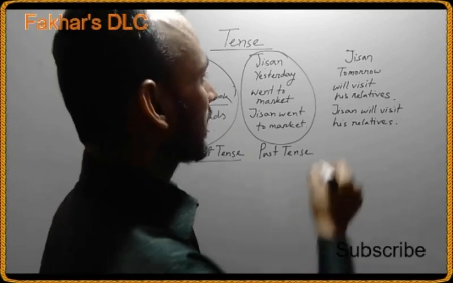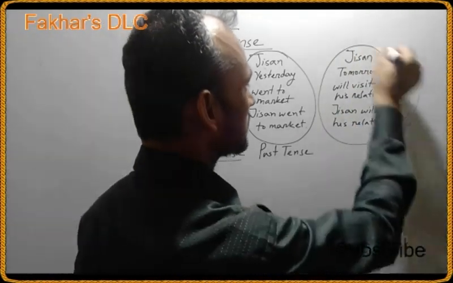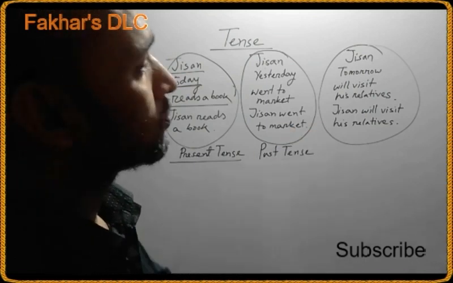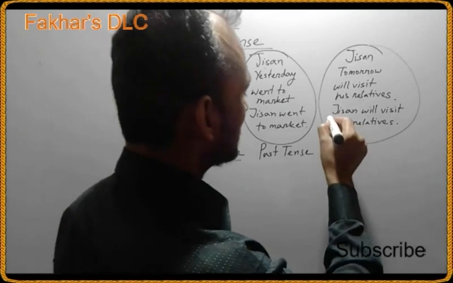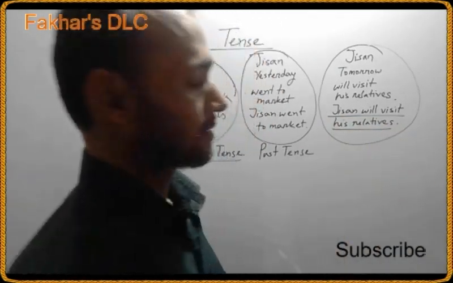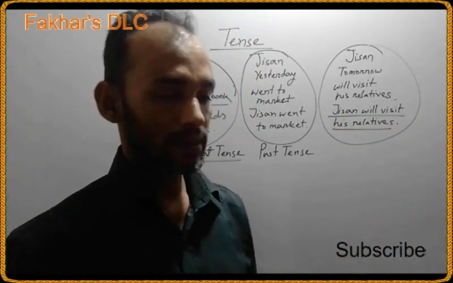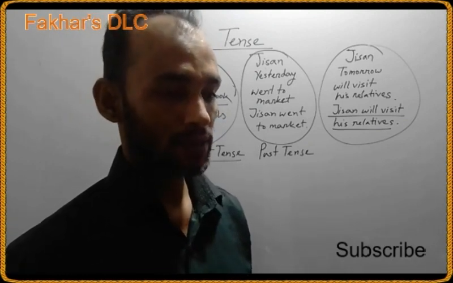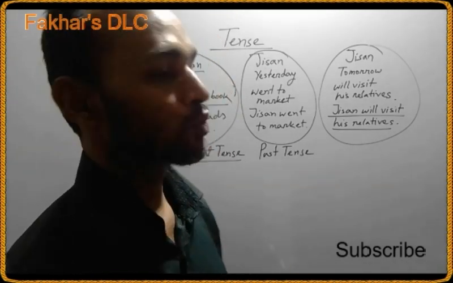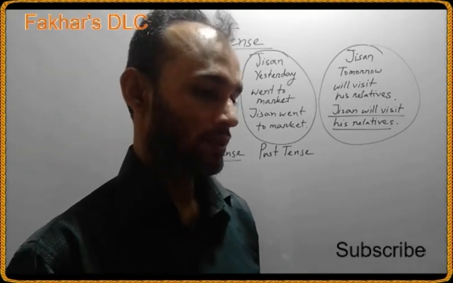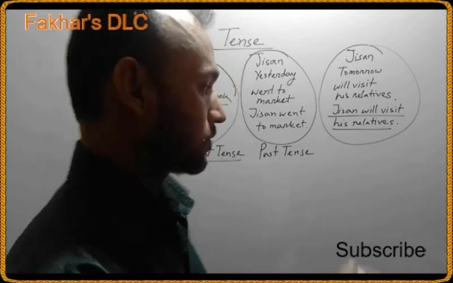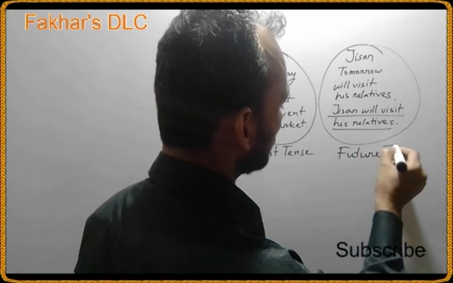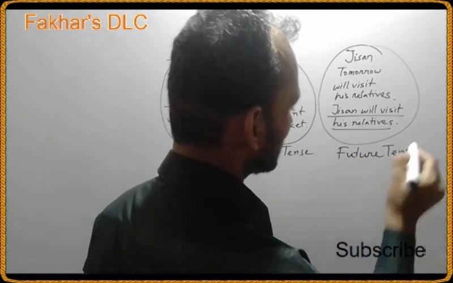Again, look at this. What will Jisan do tomorrow? Jisan will visit his relatives. This work is not for today. This work is not for past or yesterday. This work will happen tomorrow, in future. So it is called future tense.